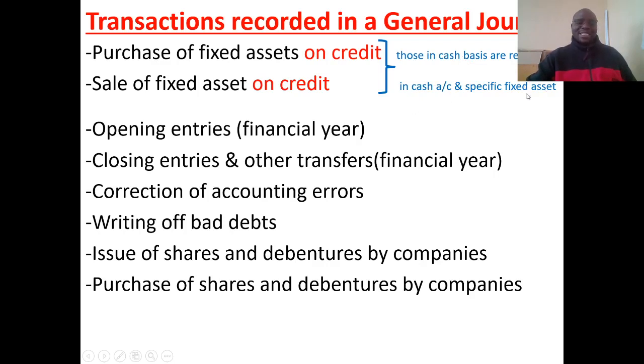Then we have opening entries for the financial year, or for those businesses that do not have proper records or have incomplete records. Then we have closing entries and other transfers for the financial year. We have correction of accounting errors: error of omission, error of commission, duplicating error, complete reversal of entries, error of principal, etc. Then writing off bad debts, issue of shares and debentures by companies, purchase of shares and debentures by companies, etc.